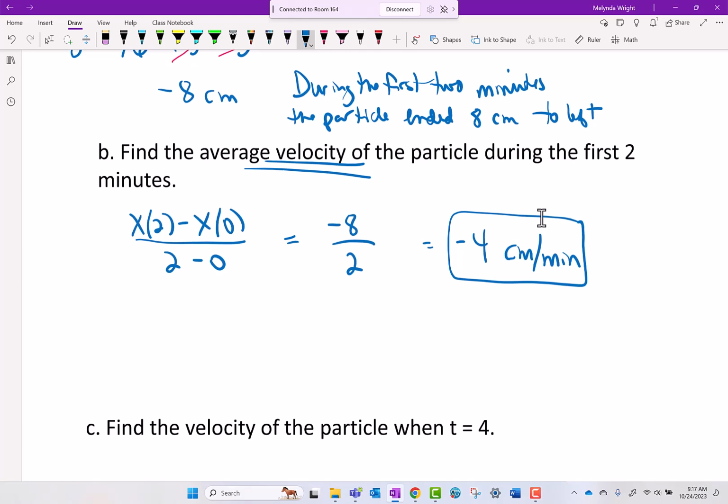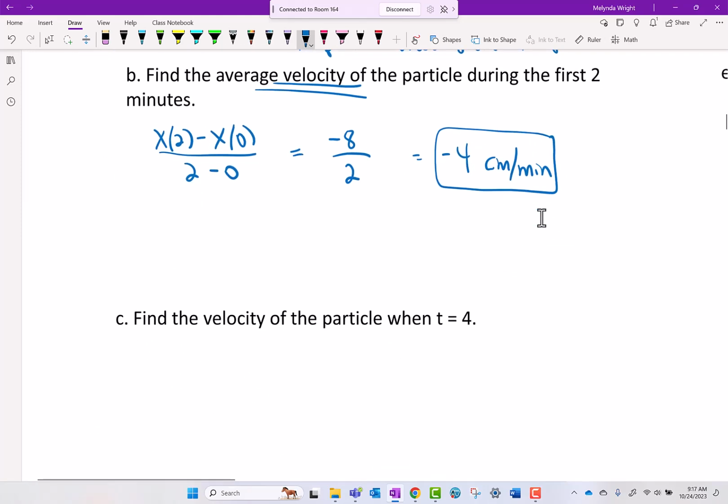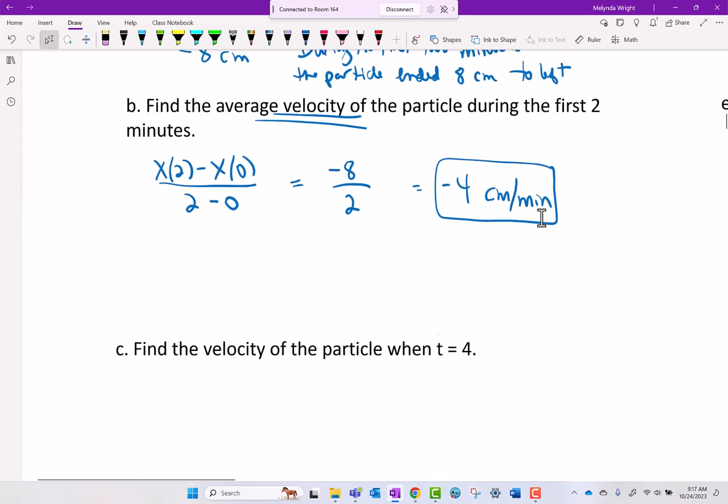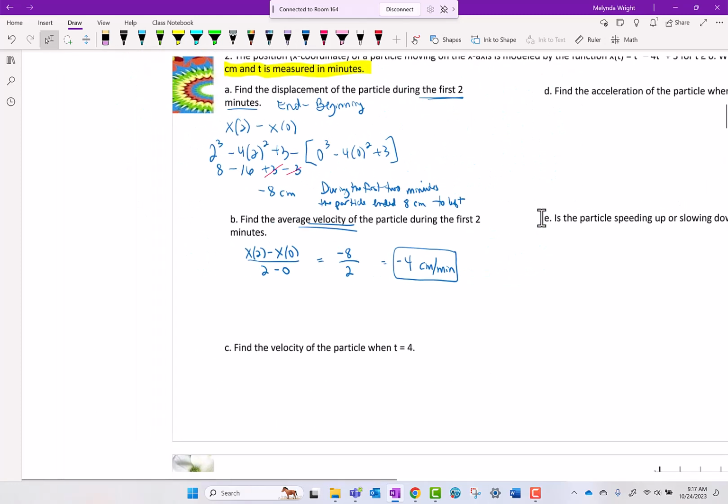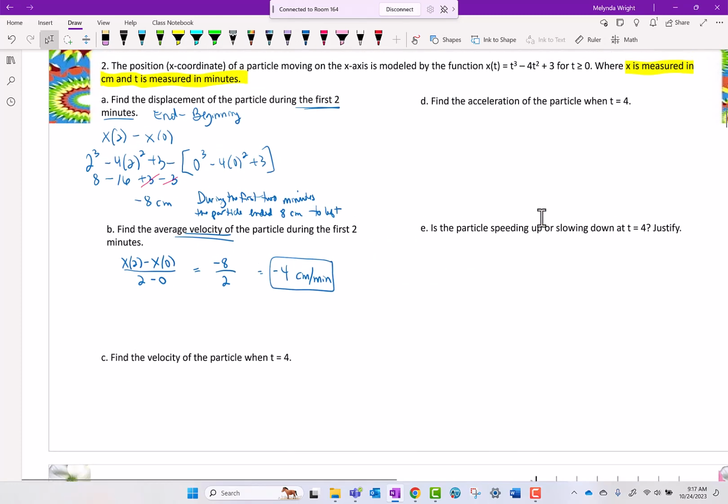Okay, very good. So find the velocity of the particle when t is 4. Okay, so I'm going to have to shrink this a little bit so I can see. So we need the velocity equation to do that. So I need to find v of t, and we're going to use the power rule. So the derivative of t cubed is 3t squared minus the derivative of 4t squared, which is what? Negative 8t. And the derivative of 3 is 0.